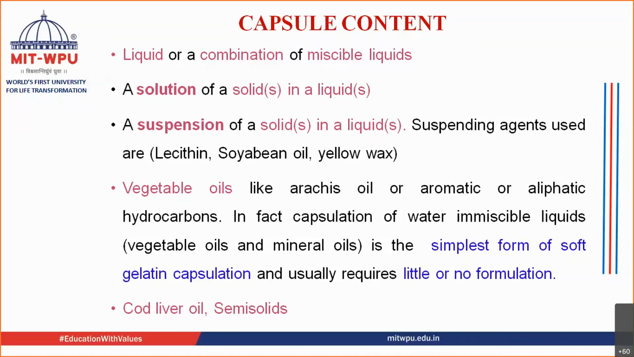When we put liquids, the most important liquid that can be filled is oils. So what kind of oil can be filled? We have seen earlier that we can fill vegetable oils like arachis oil, aromatic oils, and aliphatic hydrocarbons. These oils can be filled, and it is the most common use of the soft gelatin capsule: take oils and fill them into the soft gelatin capsule. We can also fill cod liver oils, and as I told you earlier, we can also fill semi-solids inside the capsule shell.